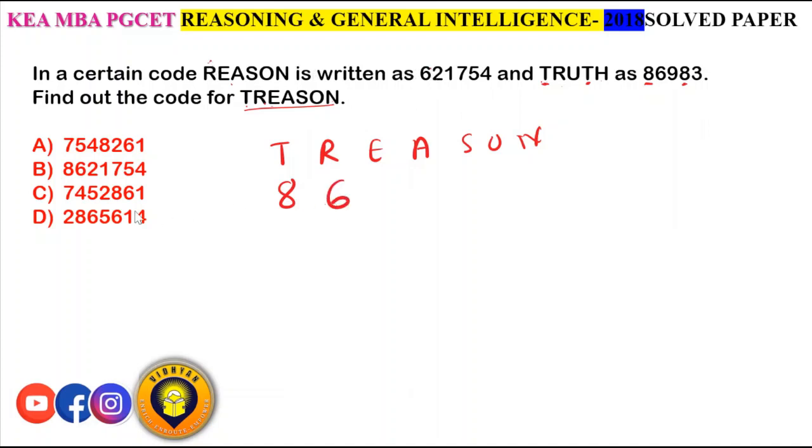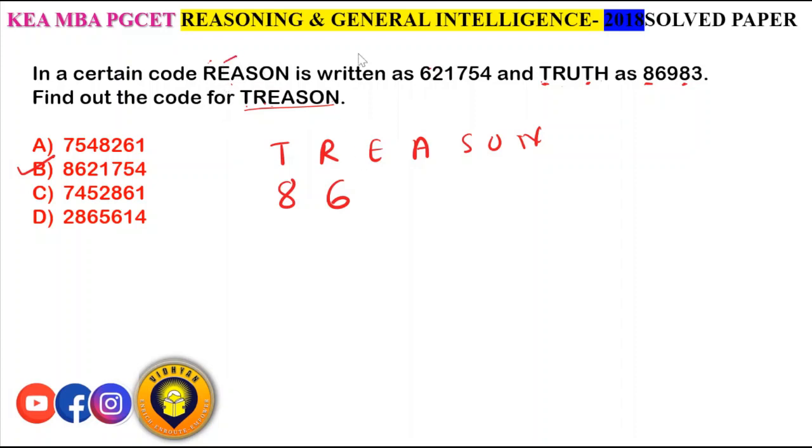8, 6. And if you look at the options, A, C, D are eliminated. Option B will be the answer because you got 8, 6, right? The other options are different. So you don't need to find everything. But if you want to see, check here.